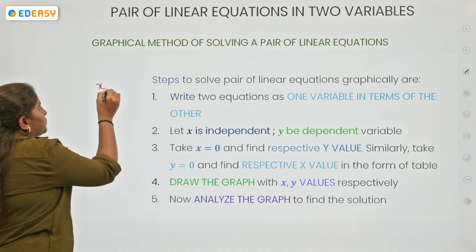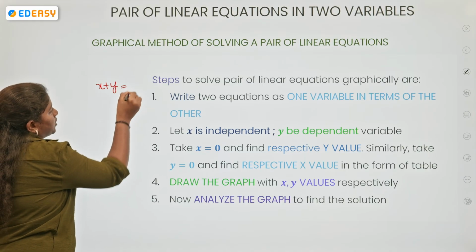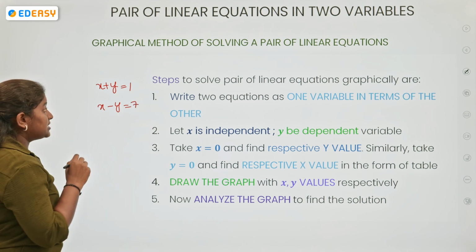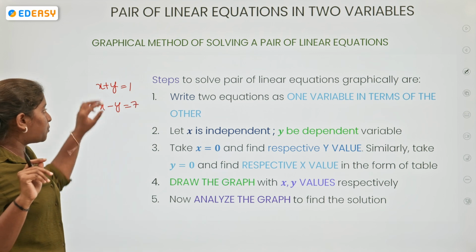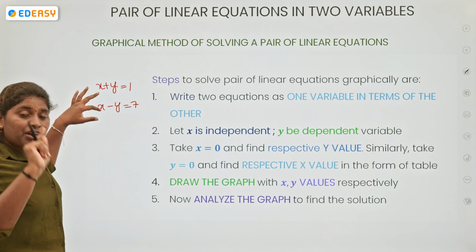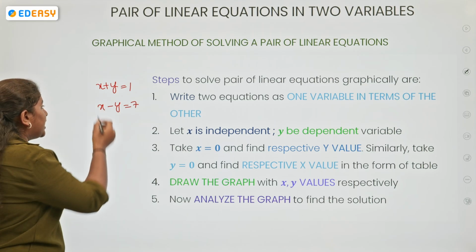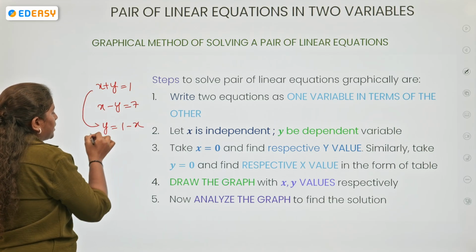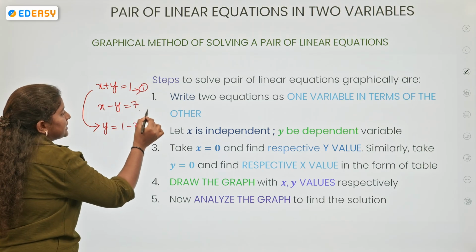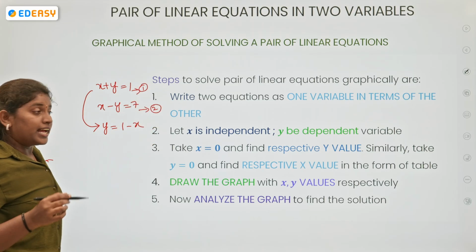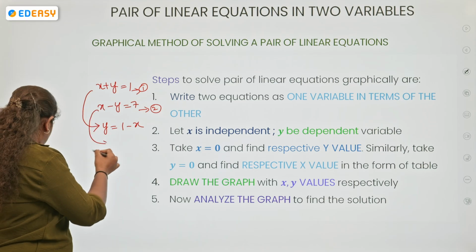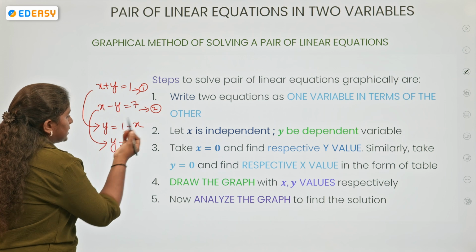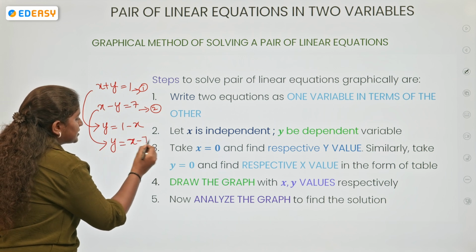Now coming to here, we are having x plus y equals 1 and x minus y equals 7. What will happen here means you need to write, for both of the equations, one variable in terms of the other variable. Here I am writing y in terms of 1 minus x. This is my first equation and this is my second equation. Now I am going to write the second equation in terms of y only. So y equals x minus 7.